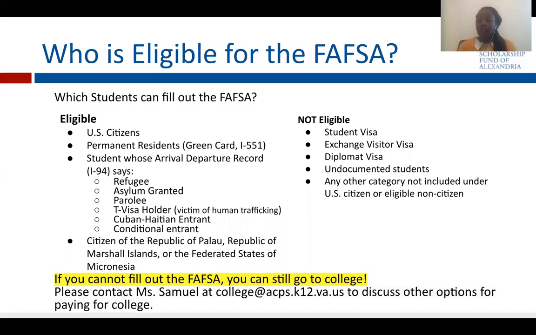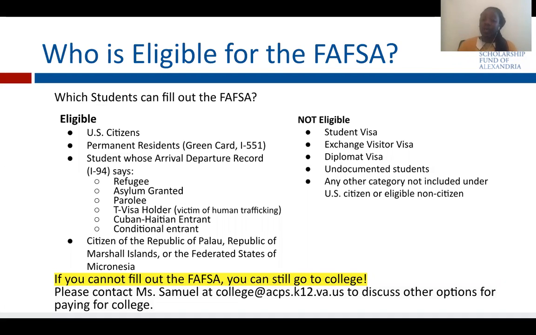So who is eligible for the FAFSA? Students who are eligible to complete the FAFSA include U.S. citizens and what the Department of Education refers to as eligible non-citizens. This can include permanent residents, students who have arrival departure records that list them as refugees, asylum granted, parolee, T visa holder, Cuban, Haitian entrant, or a conditional entrant. This also includes citizens of the Republic of Palau, the Republic of Marshall Islands, or the Federated States of Micronesia.